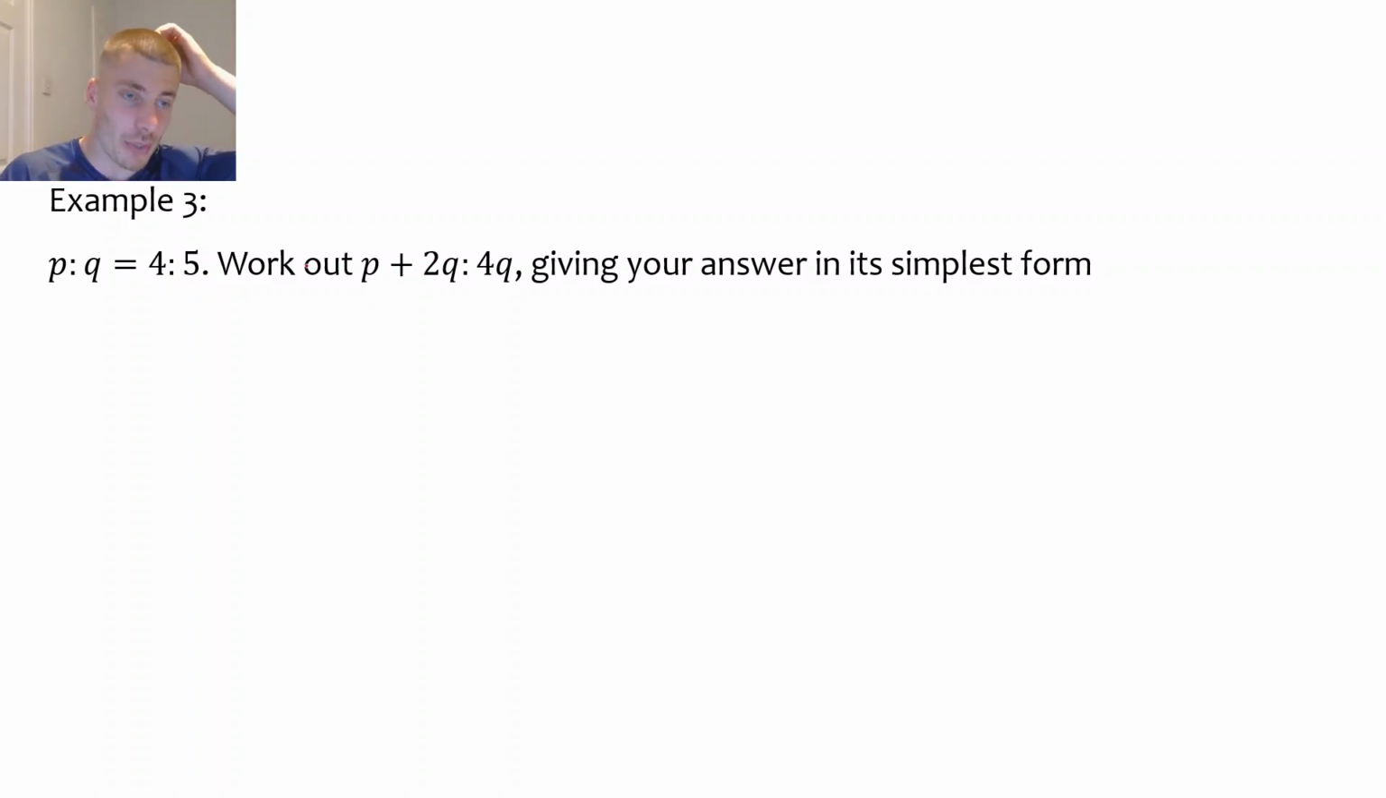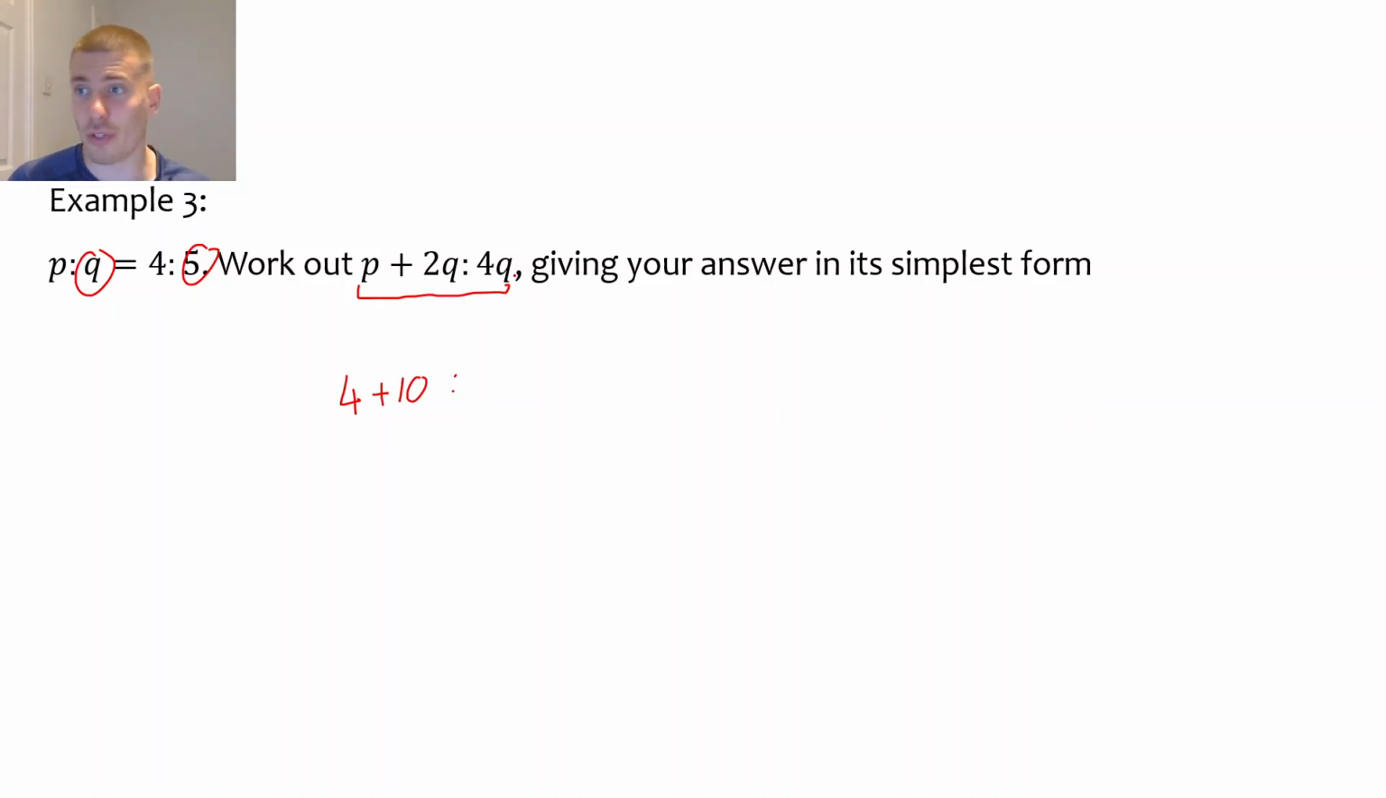You've got p to q is 4 to 5 and p plus 2q to 4q. Now, what a ratio means is that p is worth 4 parts and q is worth 5 parts. So p is worth 4 parts, you've really got 4 over here, plus, well, 2 lots of q. If q is worth 5 parts, what's 2 lots of 5? 10. So we've got 4 plus 10 on the left of the ratio.